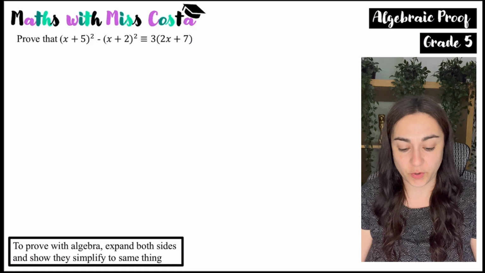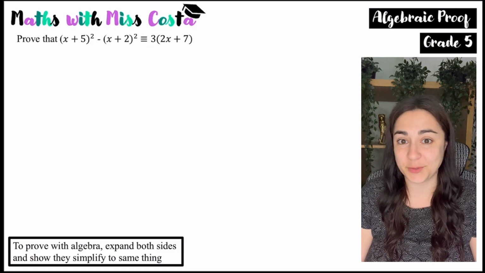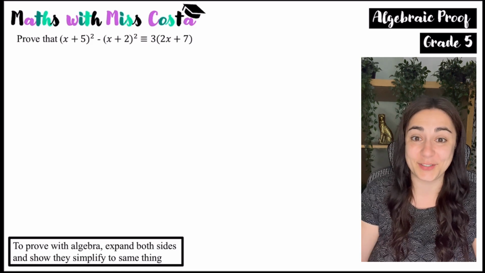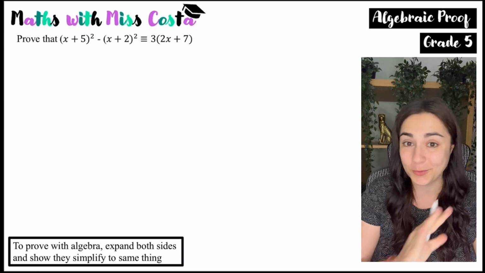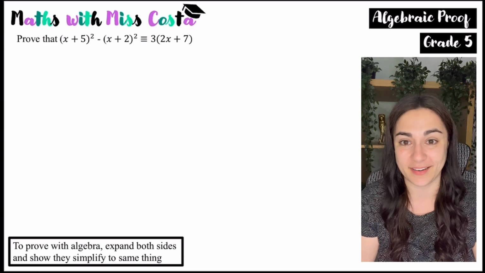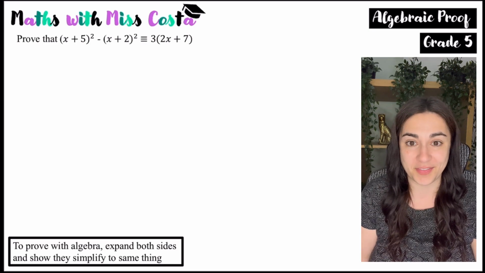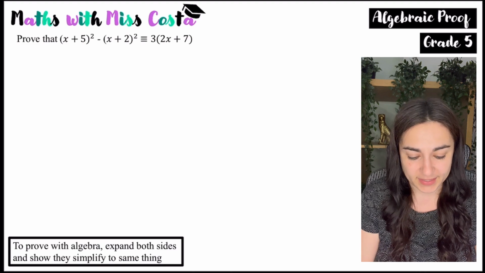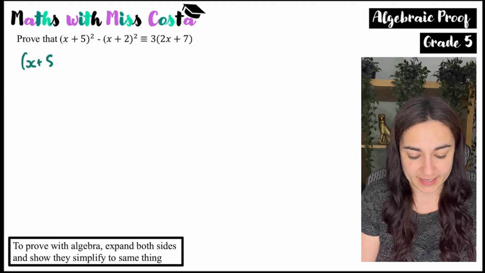Okay, so here you've got a proof question, and literally when you see something like this, you should be like, wow, 3 marks, because all you have to do is expand both sides and simplify them and show that they simplify to the same thing. So let's start with expanding x plus 5.